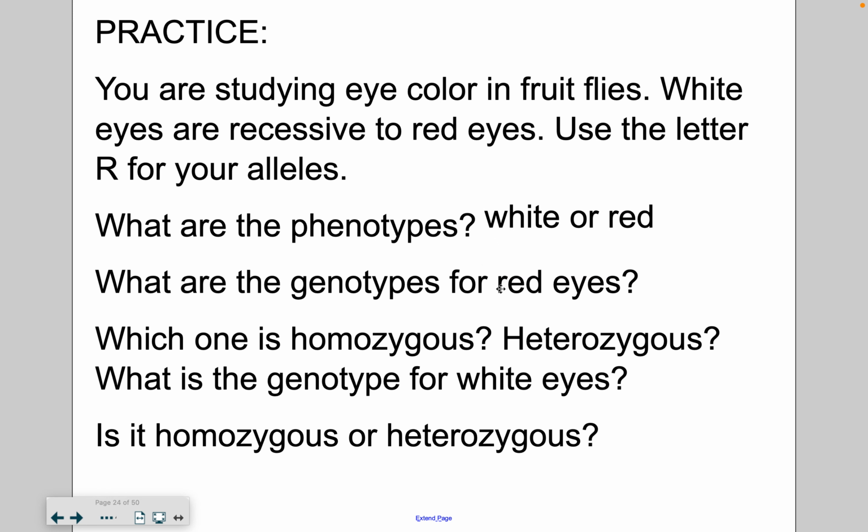What are the genotypes for red eyes? White eyes are recessive, so white is recessive to red eyes. Red eyes are dominant, so red means big R, big R or big R, little r. Which one is homozygous? Big R, big R. Which one is heterozygous? Big R, little r. What is the genotype for white eyes?